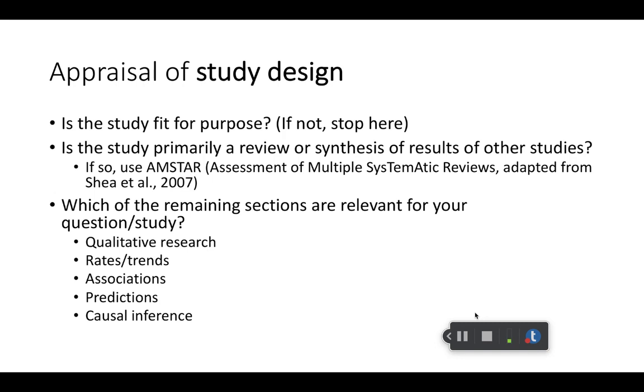Then if you continue, you will ask, is the study primarily a review or a synthesis of the results of other studies? And if so, we're going to skip to a tool that's designed to assess multiple systematic reviews and meta-analysis. And in any case, we'll ask which of the remaining sections of our critical appraisal tool are relevant for your question or study. And you might need to look at some or all of these sections: qualitative research, rates and trends, associations, predictions, causal inference.